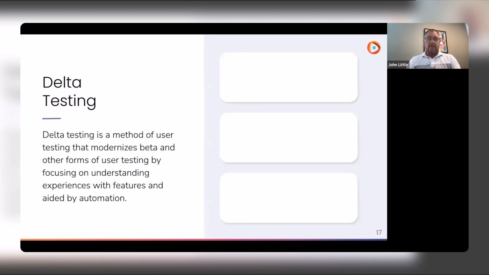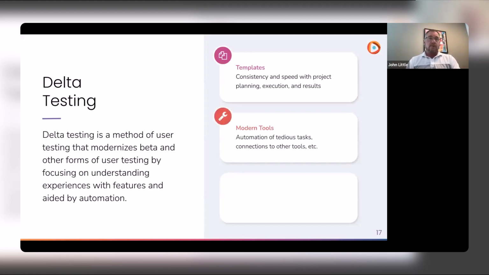Delta testing layers on some more specifics to beta testing. It's a specific method that's used when you have a beta stage product. What it provides specifically are templates that give you more speed and consistency in what's happening, the use of modern tools instead of just perhaps spreadsheets or email tools that are made for doing this stuff, and then some specific KPIs where you can understand where everything is at the end of the day. How healthy is the project? How healthy is the product? What things actually need to change?